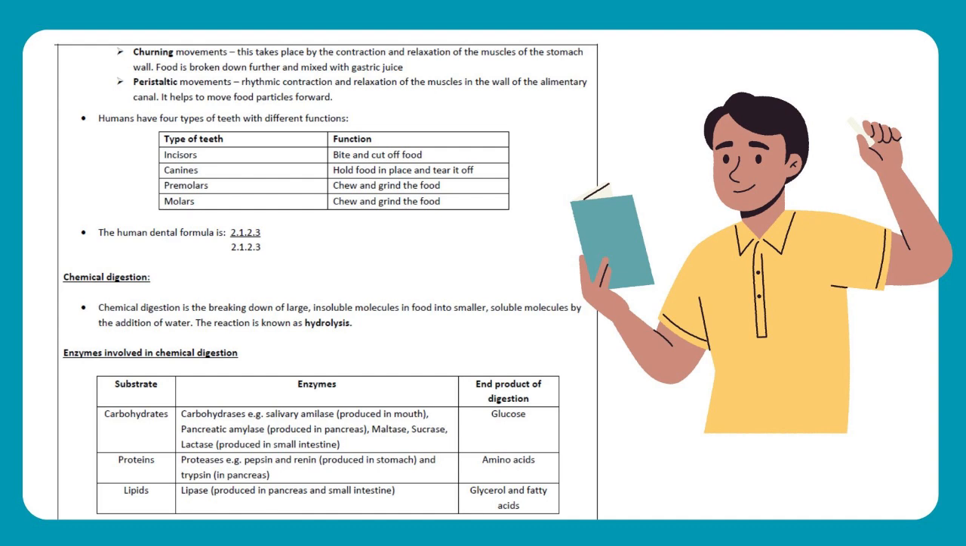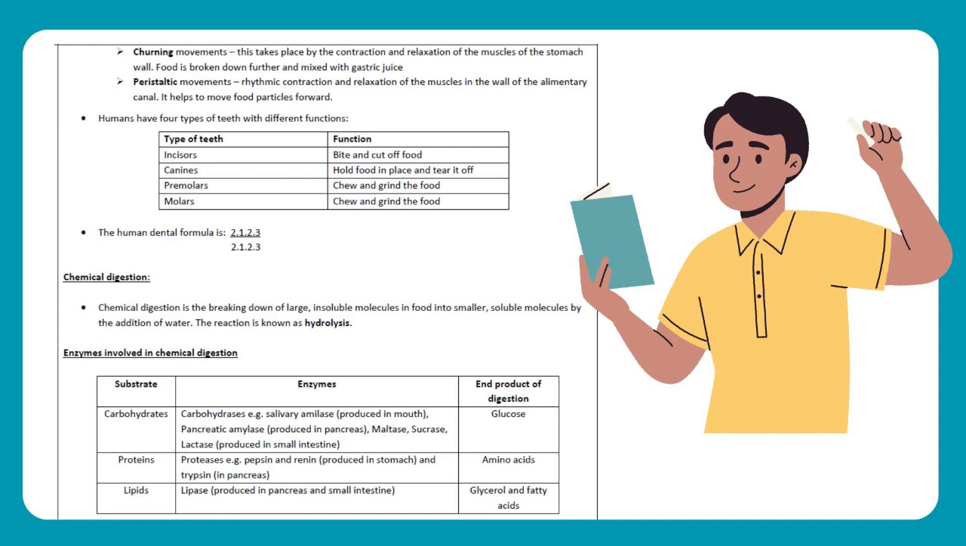Chemical digestion. Chemical digestion is the breaking down of large, insoluble molecules in food into smaller, soluble molecules by the addition of water. The reaction is known as hydrolysis. Enzymes involved in chemical digestion. Substrate, enzymes, end product of digestion.